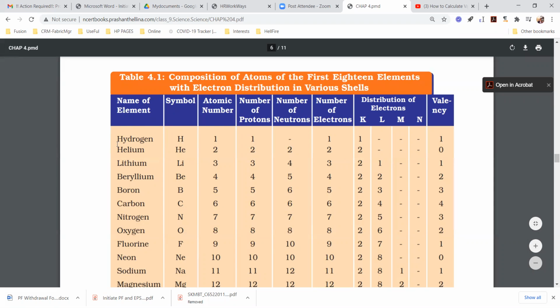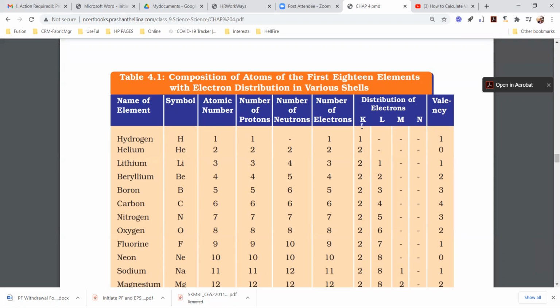See, the first element is hydrogen. Atomic number of hydrogen is 1. Observe the distribution. We know there are 4 shells, K, L, M, N. So the maximum capacity of K is 2. It can accommodate only 2 electrons. But hydrogen has only 1.